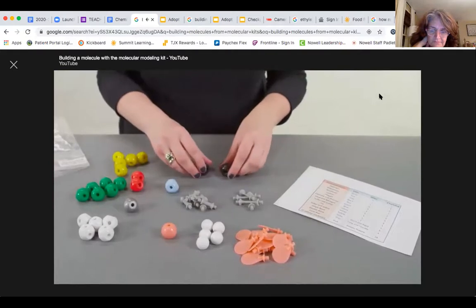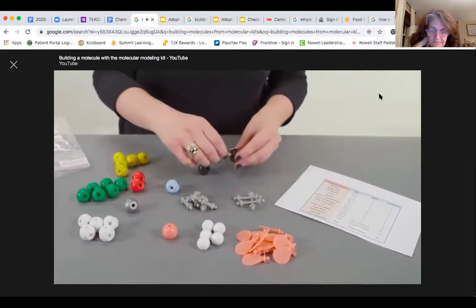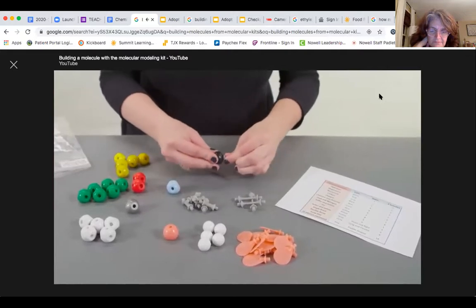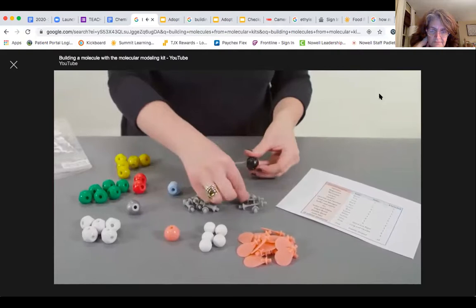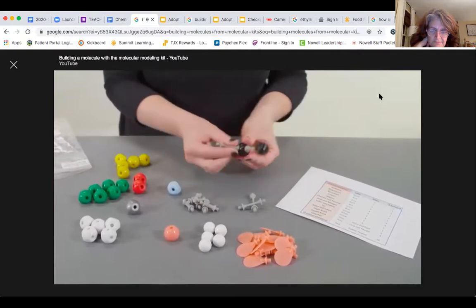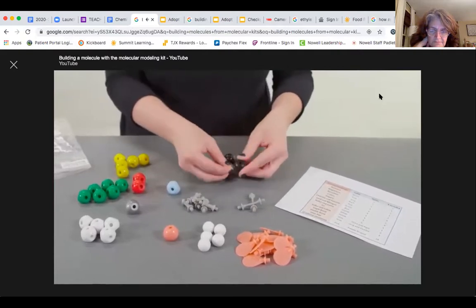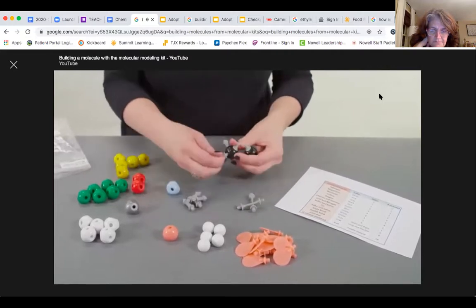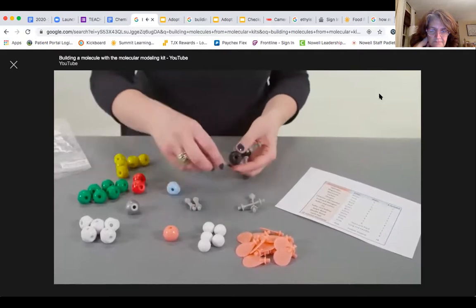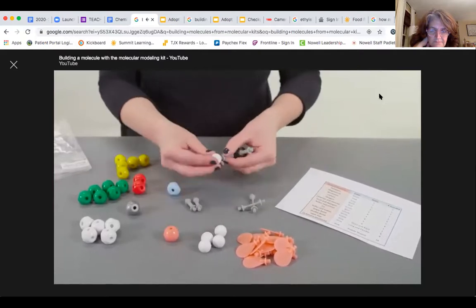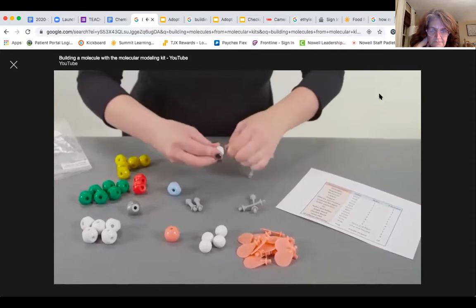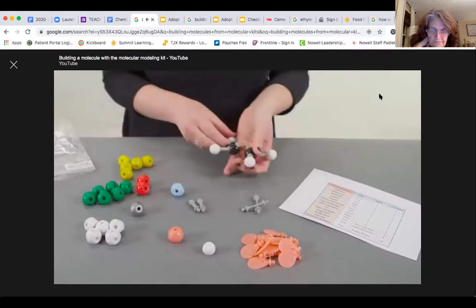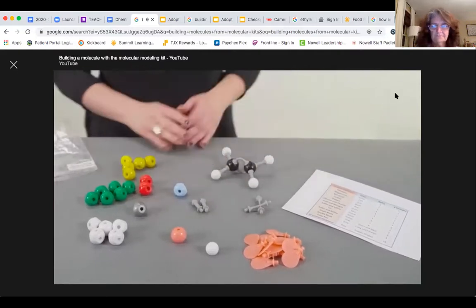Let's build ethylene, which has the formula C2H4. Ethylene has a double bond between the carbons and single bonds between each hydrogen and carbon. To create a double bond, gather 2 of the long, flexible pieces and use them to connect the carbon atoms together. Then create the 4 single bonds using the short, rigid pieces to connect the hydrogen and carbon atoms together. Congratulations! You've built your first molecule.